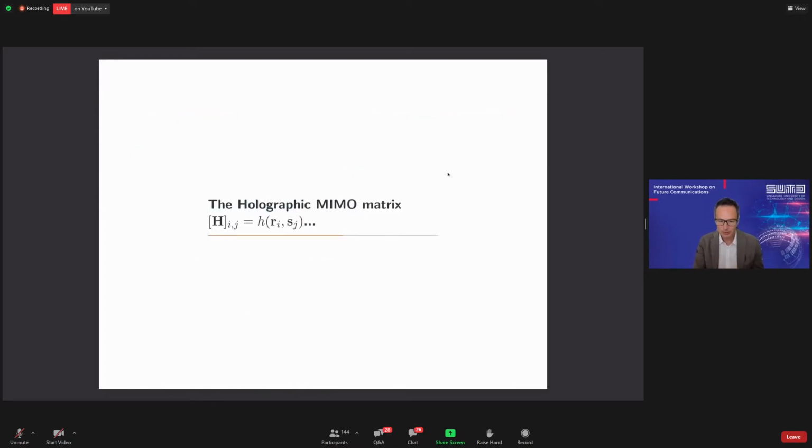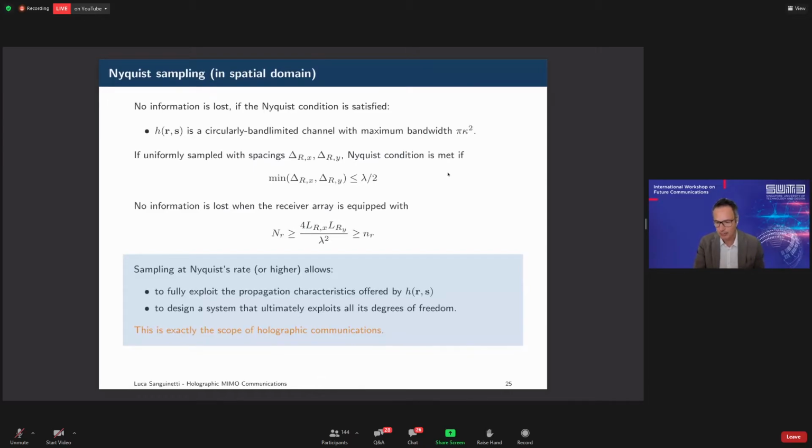So now we have a model. Let's build the MIMO channel matrix. The first point to answer is how to sample the channel in the spatial domain such that the Nyquist sampling condition is satisfied. And you can reasonably prove that if you sample the array with a uniform sampling, then if the distance is smaller than half a wavelength, the Nyquist condition is satisfied.